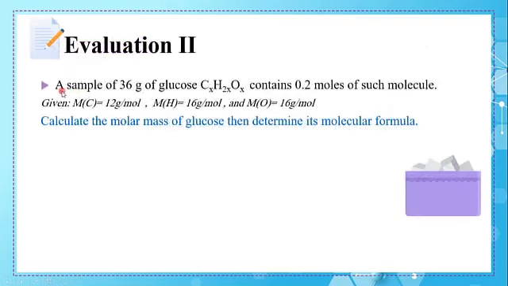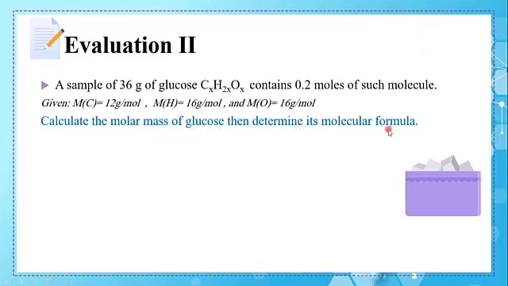Now it's time to evaluate yourselves. A sample of 36 grams of glucose of molecular formula CxH2xOx contains 0.2 moles of such molecule. Given the molar mass of carbon, hydrogen, and oxygen, calculate the molar mass of glucose, then determine its molecular formula.